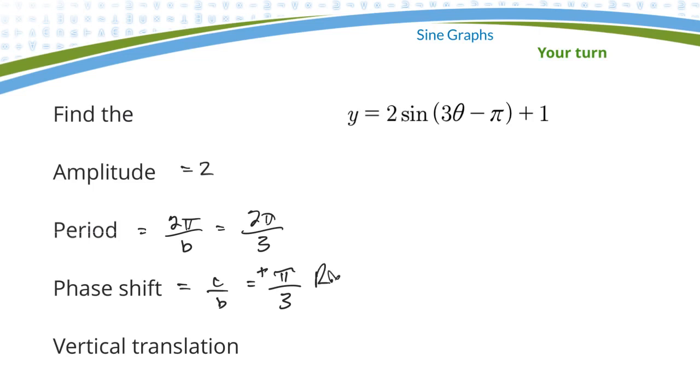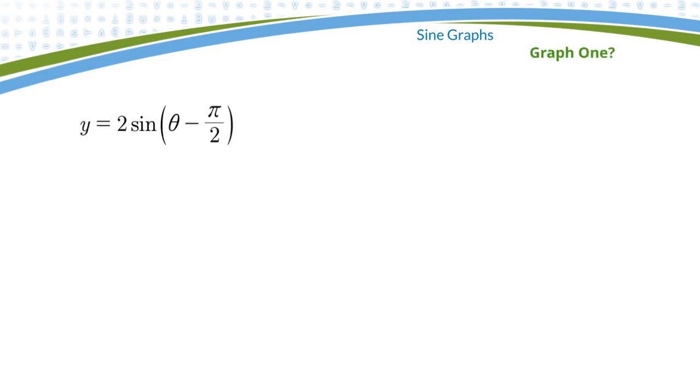Or you can just say to the right. Vertical translation, that's number there. Things are moving up by a factor of 1. Okay, just one final thing that we can do is, given a function like this, it might be nice not just to identify the features of the graph, but also to actually graph it and see what it looks like.